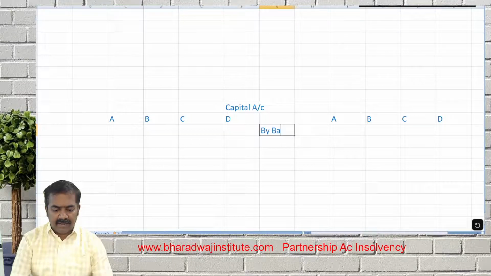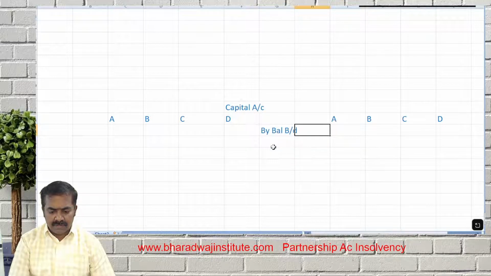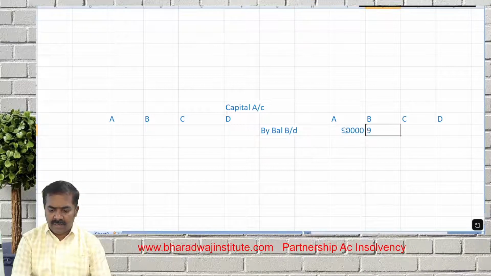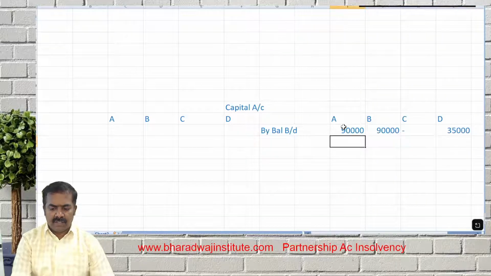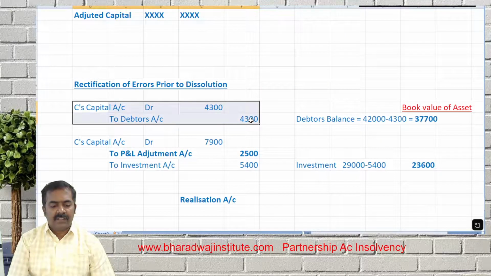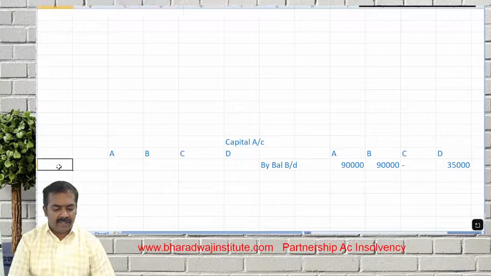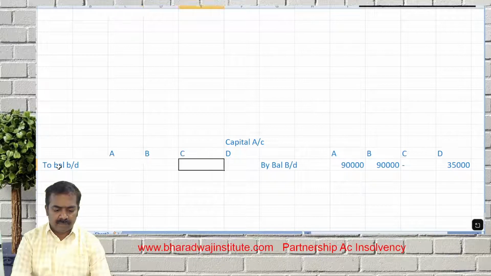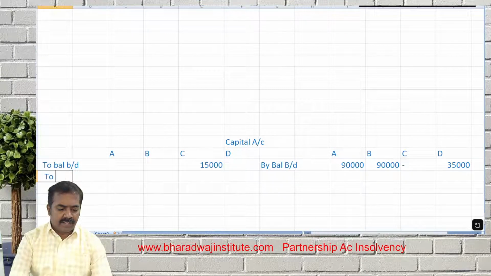Tell me the opening capital balance. By balance brought down, 90,000. B 90,000. C debit balance. D 35,000. Now how will this affect? How will the rectifications affect this? C's capital is a debit balance already. To balance brought down, 15,000 in D's capital. C's capital how much? 15,000. Asset side. Then to debtors and investment, we can combine it, no problem.